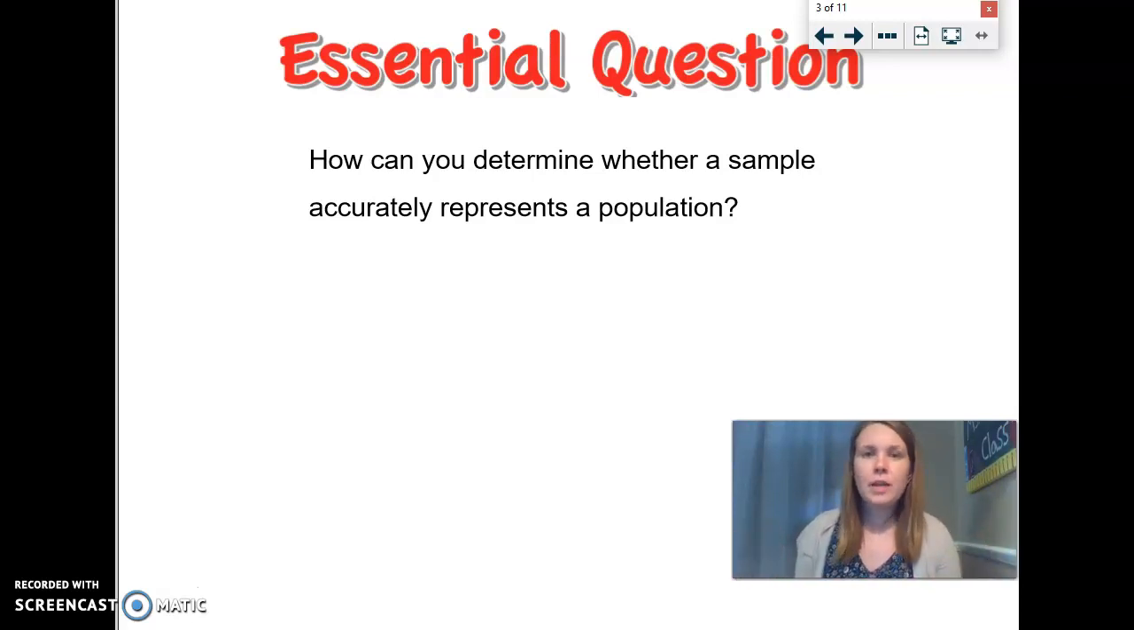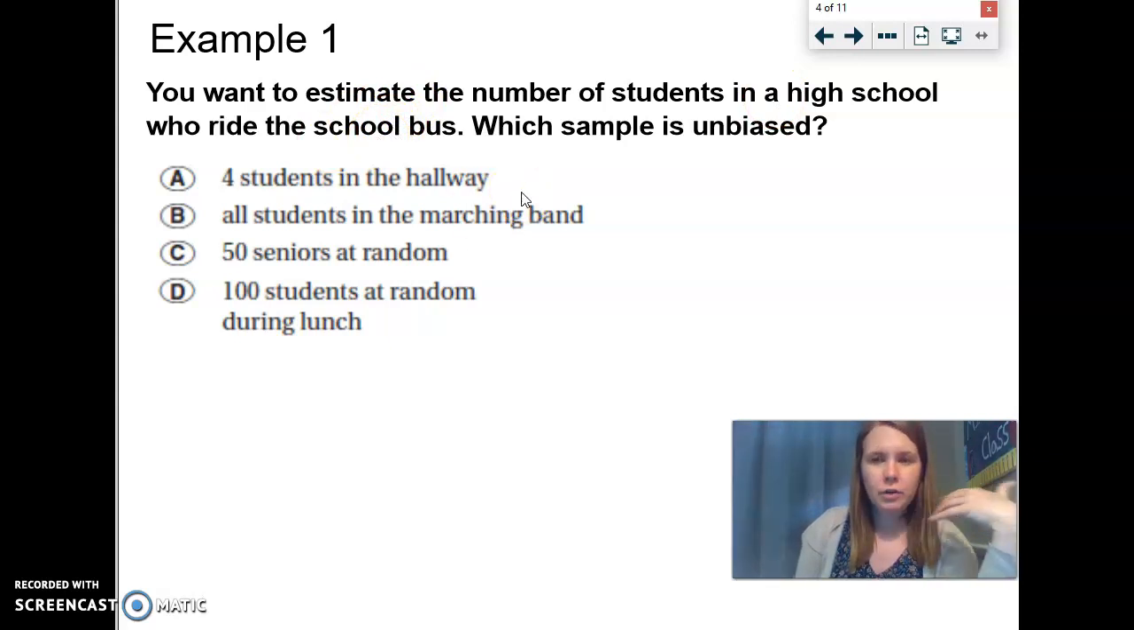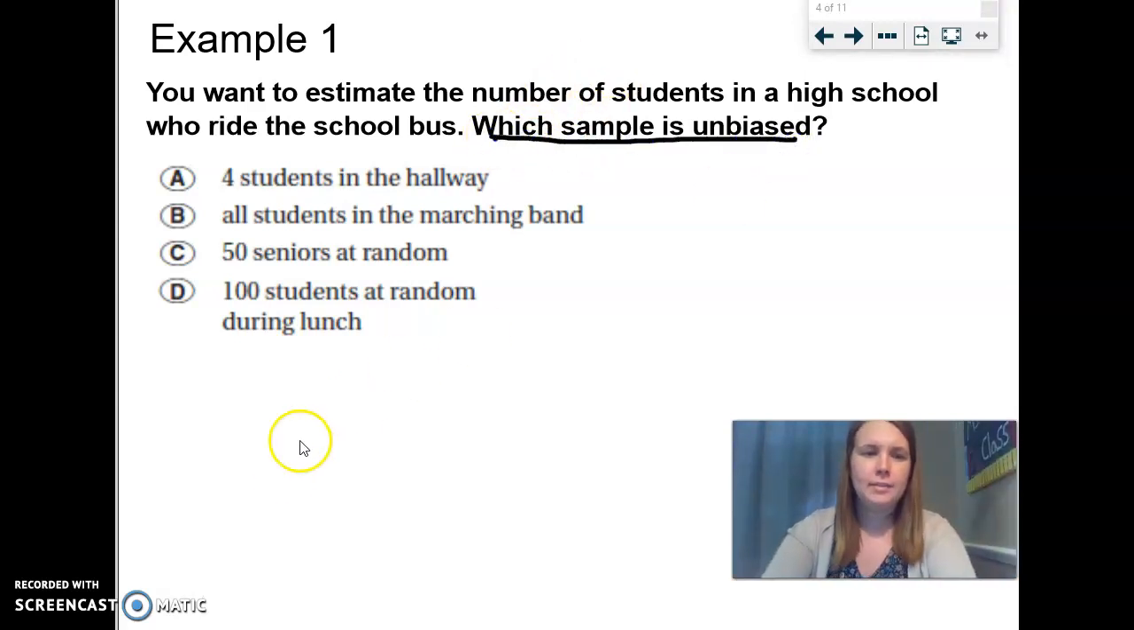Okay, so there's a few steps that we need to determine if a sample is unbiased or if it's accurate. So we're going to start taking a look at this. One thing though, I think this unbiased part is not in our notes. Let's talk about this first, and then I'll go on the basis of what defines an unbiased sample, okay? So it says you want to estimate the number of students in a high school who ride the school bus. Out of the high school students, you want to know how many of them ride the bus. We want to pick a sample that is unbiased.